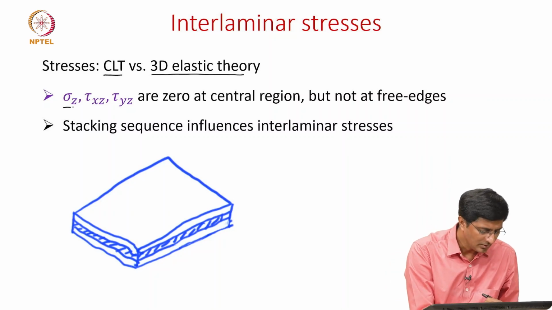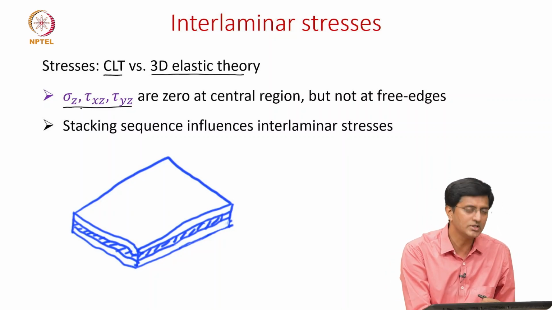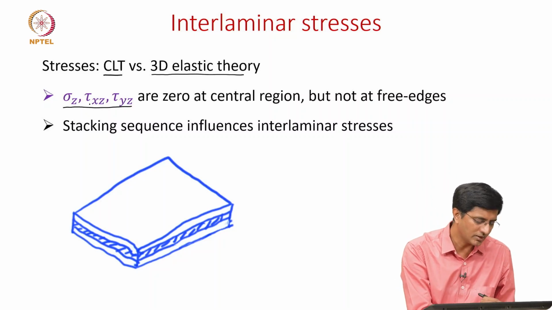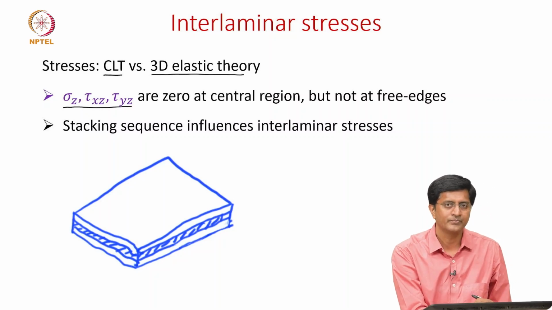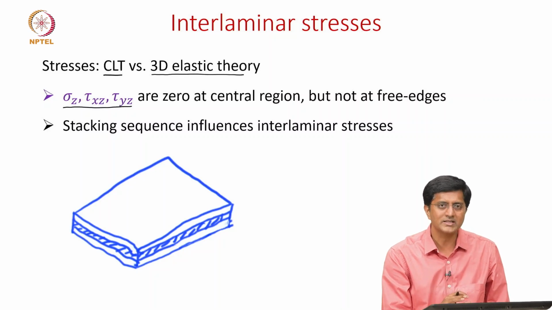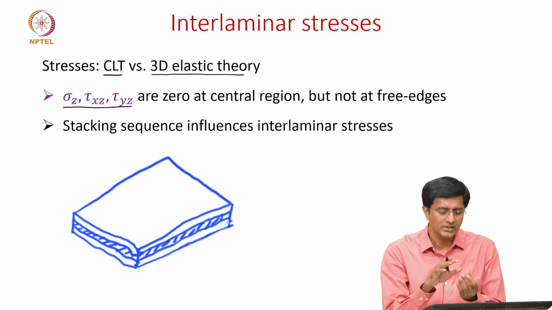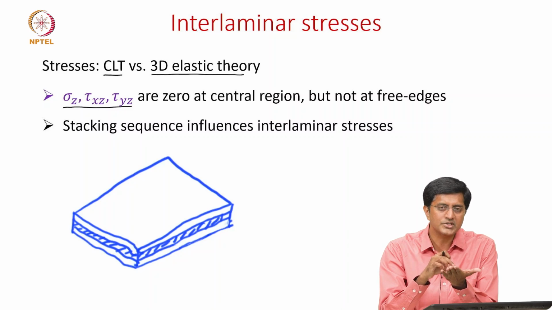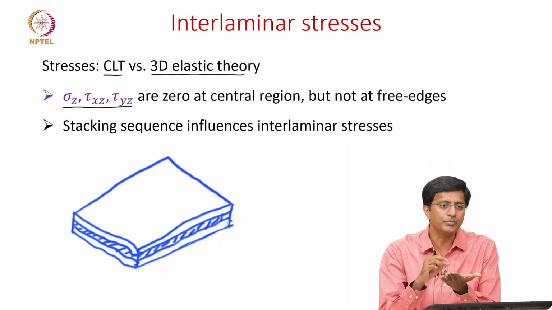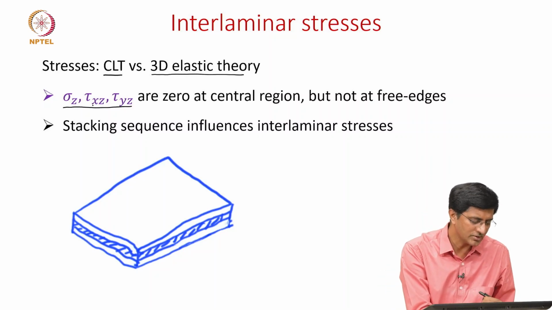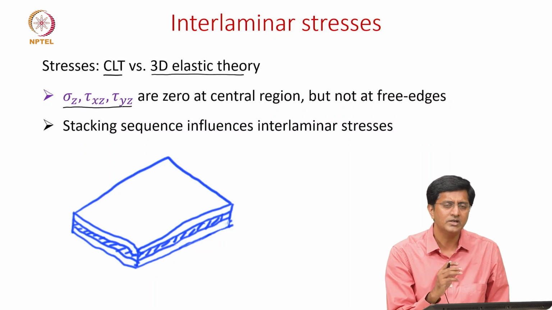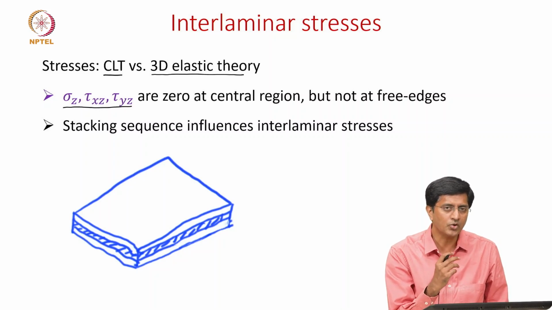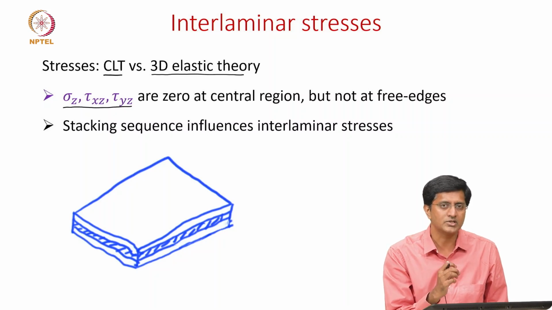The first thing is focusing on these stresses. What are these? These are the out of plane stresses, sigma z, tau xz, and tau yz. Earlier when we discussed classical laminate theory, we said each layer is in plane stress. What does that mean? We are only focusing on stresses in the plane, which are sigma x, sigma y, and tau xy. But the out of plane stresses shown here, sigma z, tau xz, and tau yz, we assumed to be 0. Now the question is to relook at that assumption and see how truthful it is.